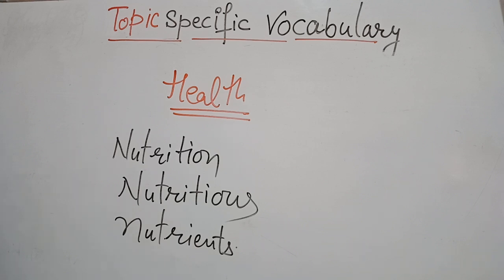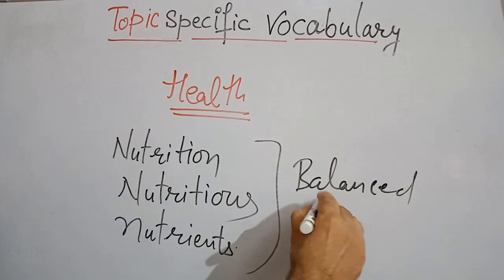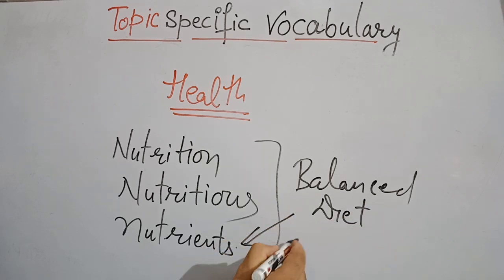And nutrients. Nutrient means a diet should have necessary elements like vitamins, vitamin A, B, C, fats, and the proteins. They are all together called nutrients. So these are the words related to our balanced diet. Our balanced diet must have nutrients. Then we call it nutritious. And nutrition is a general term which can be used in a sentence like Indian children lack nutrition, so that is why their bodies do not grow properly.